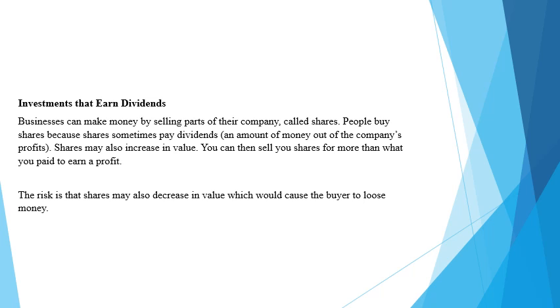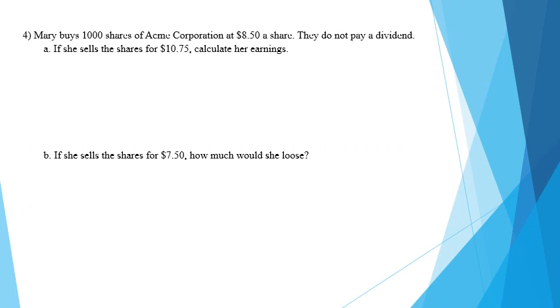Another way that we earn money with shares is that shares increase in value. So you can sell your shares for more than what you paid for to earn a profit. So if you buy a share for $5 and it increases in value a little bit later on, so now it's worth $6, you can sell it and you have more money than you started with. The risk is that shares may also decrease in value. So when you try to sell your shares when they've decreased in value, you would lose money, and you have to be careful with that. So let's look at some examples.